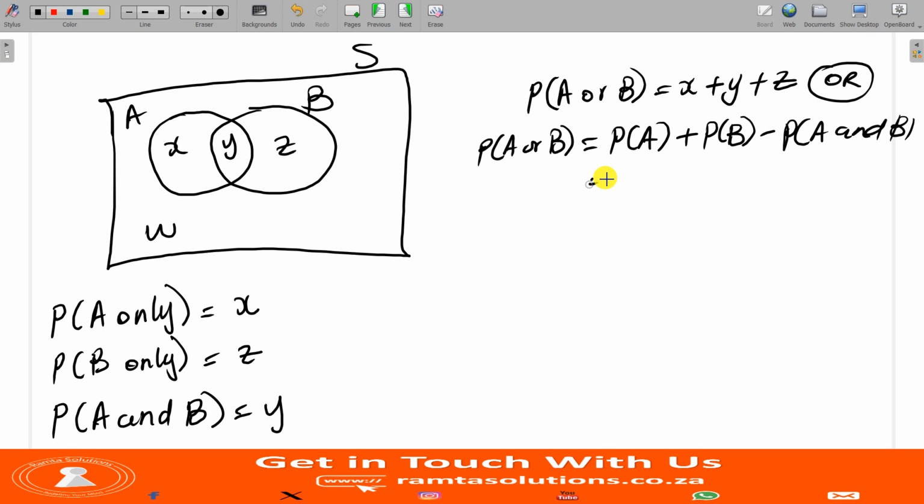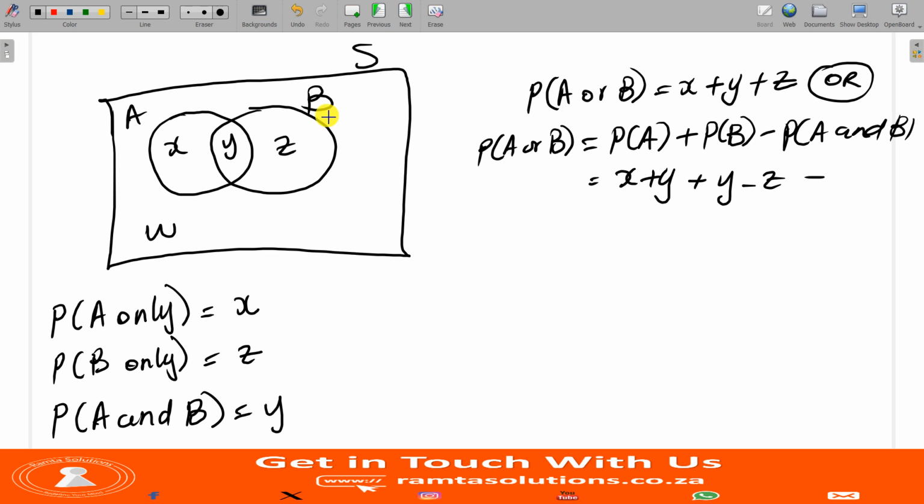So what is probability of A? Hold on guys, be careful. What is probability of A? Here you need to be very, very careful. It will be X plus Y. This is probability of A. This means when we say probability of A, including all the elements, I'm going to address this later as well. Now, what is probability of B? It is Y and Z.